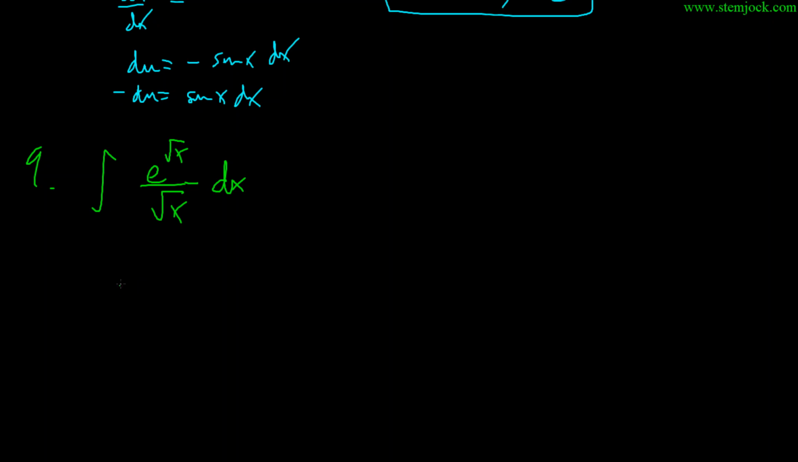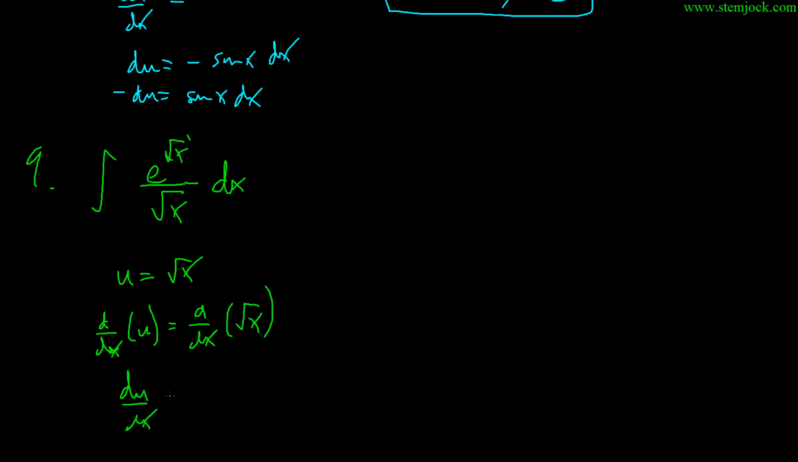So it just so happens that what's inside the function is the same thing as what's on the bottom. So u equals square root x. And now I'm going to take the derivative of both sides. So on the left, I have du dx equals d dx of x to the power of 1/2. So this is, let's see, 1/2 x to the negative 1/2, which is 1 over 2 square root x.